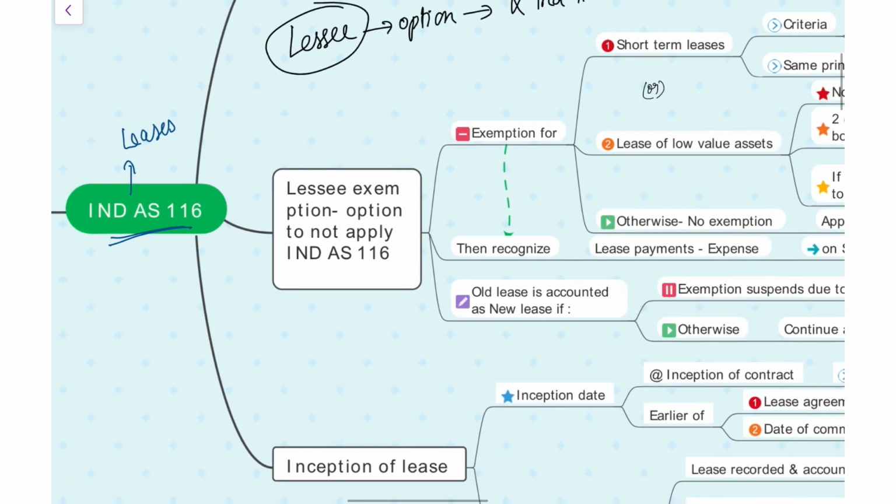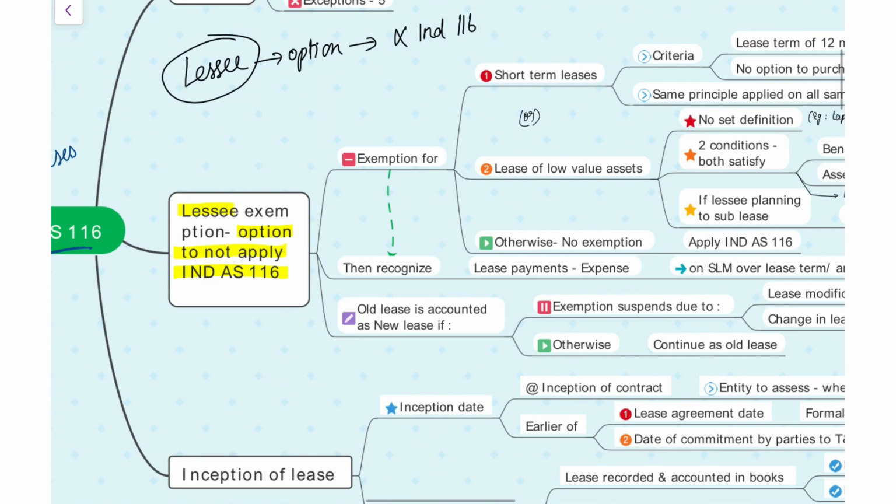There are a few exemptions, and the lessee has the option whether he wants to apply Ind AS 116 or not on these specific cases alone. The first exemption is of short-term leases.